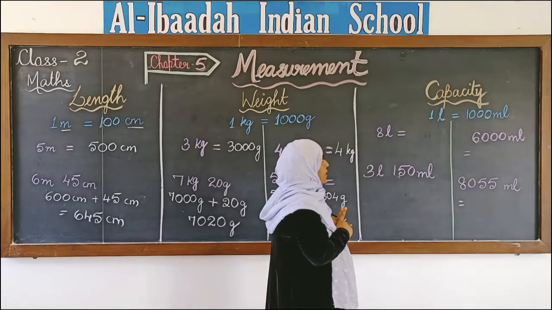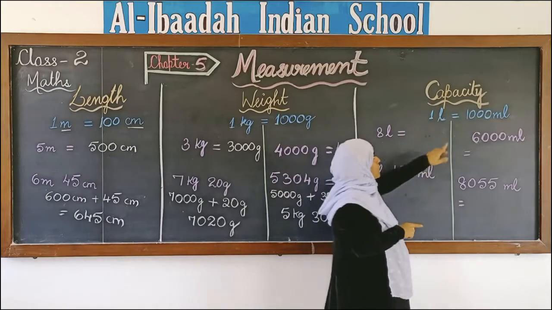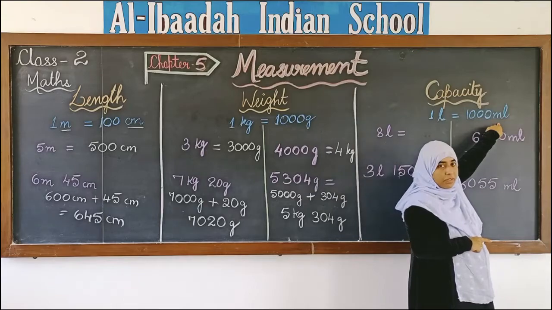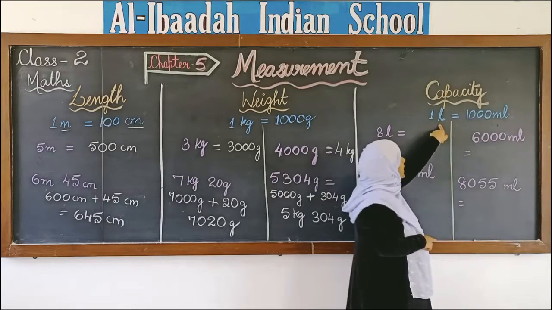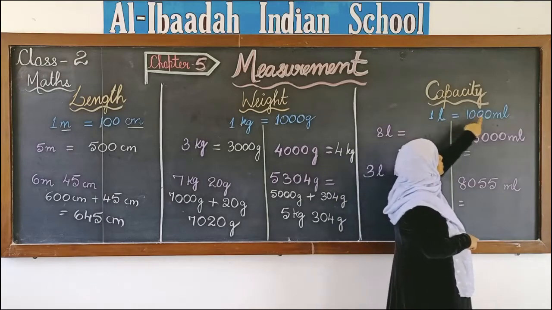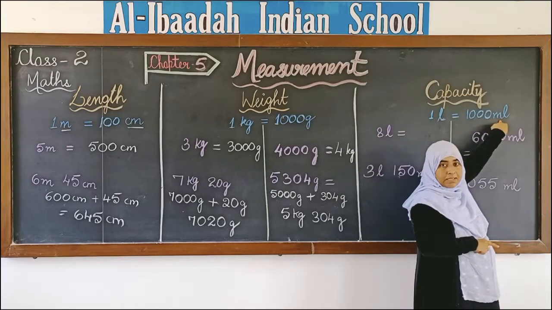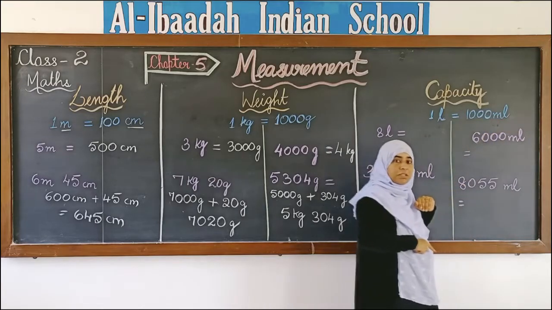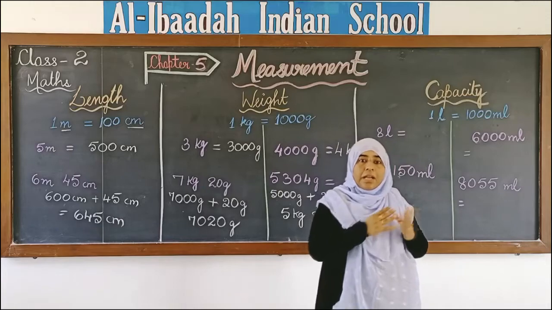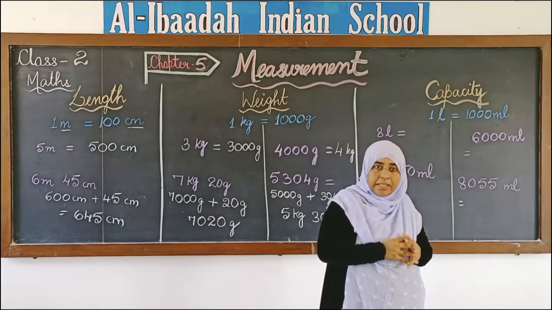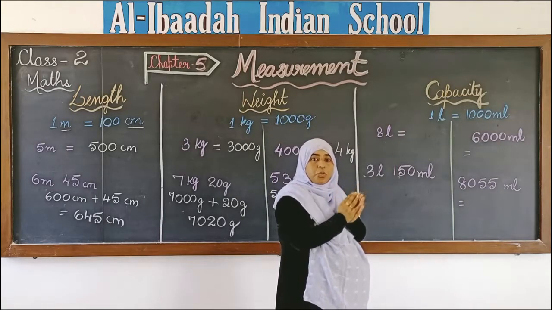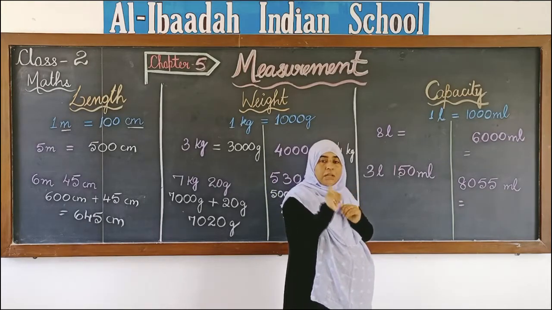Now, 1 liter is equal to 1000 milliliters, or ml. In short we write ml. 1 liter, L stands for liter. 1 liter is equal to 1000 milliliters. So which is a smaller unit here? Milliliter is a smaller unit, and which is the bigger unit? Liter. So when 1000 milliliters are put together, that will make 1 liter.